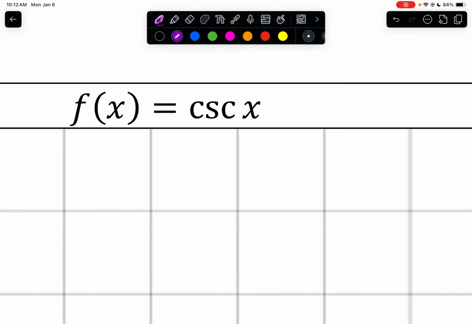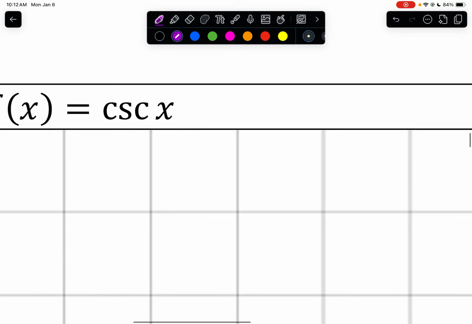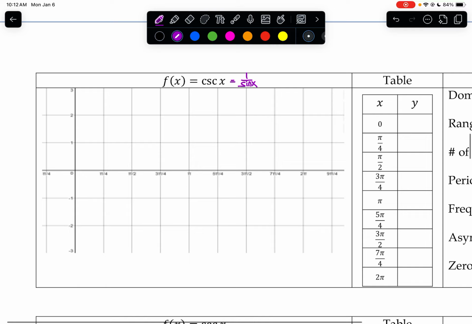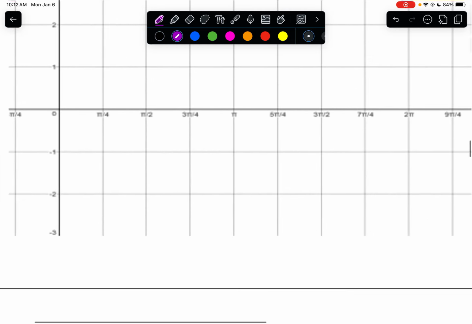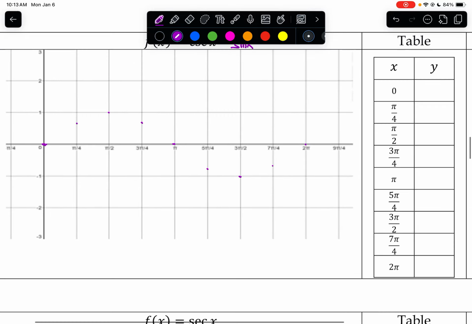So with cosecant, what you need to remember is that cosecant is the same as 1 over sine. I don't know why I stopped there. So what I'm actually going to do, in order to make graphing these functions a little bit easier, I'm actually going to start with sine. So I'm going to attempt to graph, let's see how this goes.